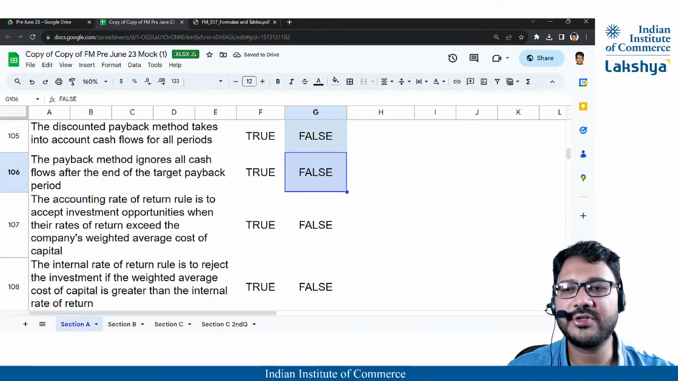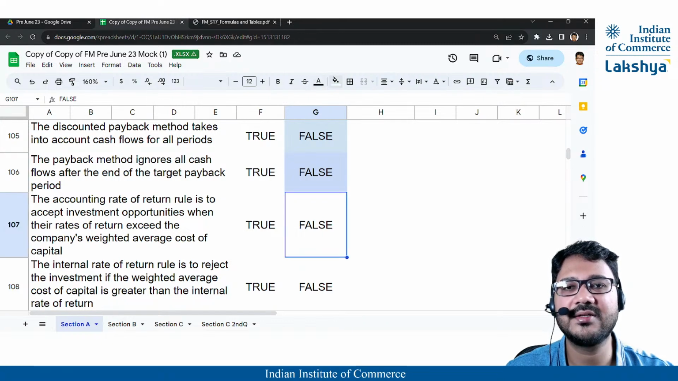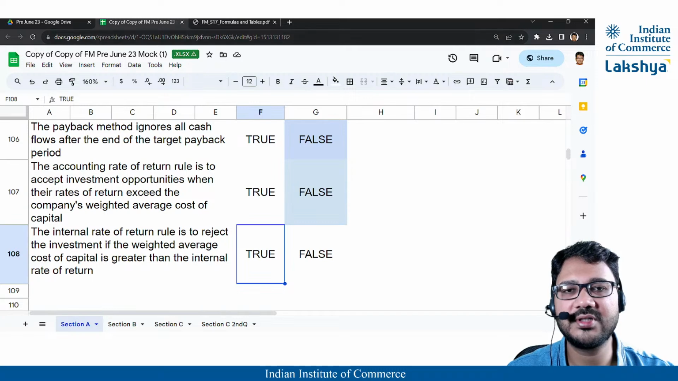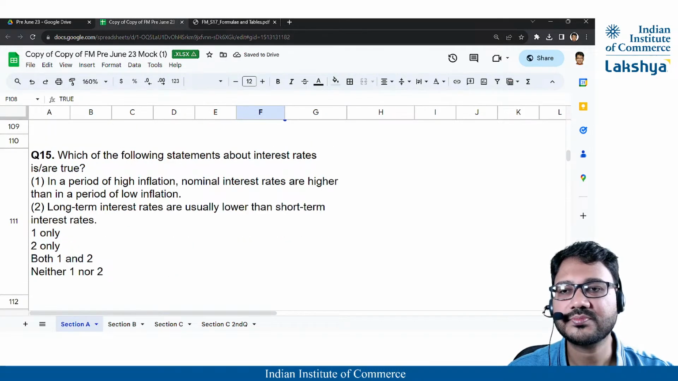The accounting rate of return is to accept investment opportunities when their rates of return exceed the company's WACC. No, that is IRR. Accounting rate is if it is higher than the target IRR or ROCE, then we will accept it. So this is also false. IRR is to reject the investment if the WACC is greater than the internal rate of return. Yes, if your cost is greater than the returns, then you will reject it, and that's what IRR says. Okay, so this is true.